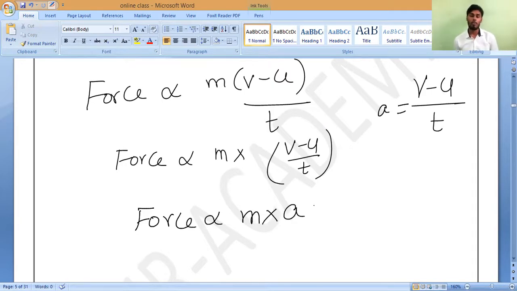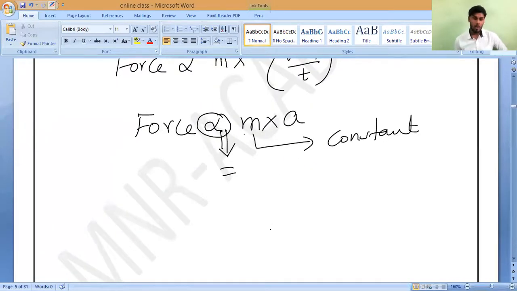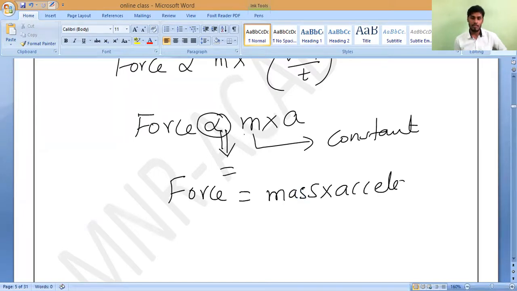Remember, in physics and in mathematics, if m is a constant, and here m is a constant, is it yes or no? Yes, sir. So if we have a constant, then we can remove this proportionality and keep equals to. So I can write force is equal to mass, which is constant, into acceleration. Is it yes or no?